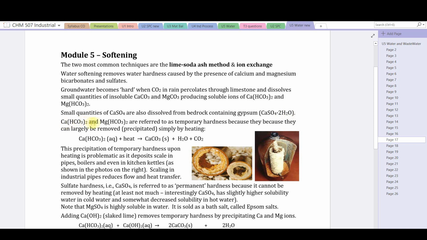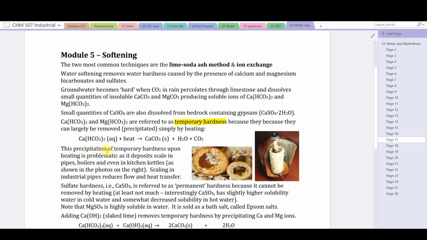Calcium bicarbonate and magnesium bicarbonate are referred to as temporary hardness because they can largely be removed, precipitated, simply by heating. So I guess that makes it temporary. So here's soluble calcium bicarbonate, which decomposes on heating into solid calcium carbonate, CO2 and water.